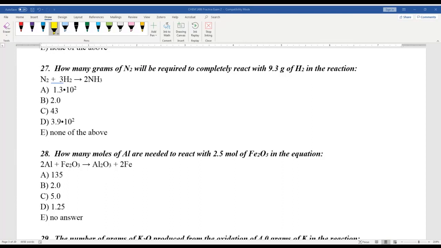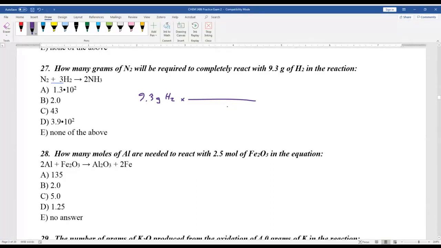All right. So it says how many grams of nitrogen will be required to completely react with 9.3 grams of hydrogen. In this case, it already gives you a balanced chemical equation, so you do not have to worry about balancing it. All you have to do is start with 9.3 grams of hydrogen. So the grams of hydrogen needs to be converted into grams of nitrogen.